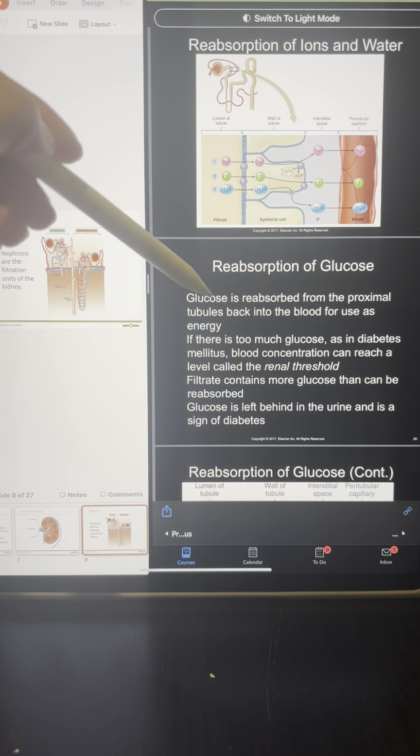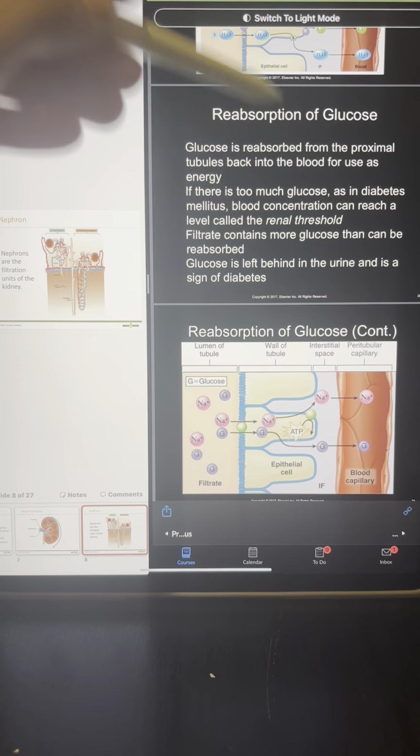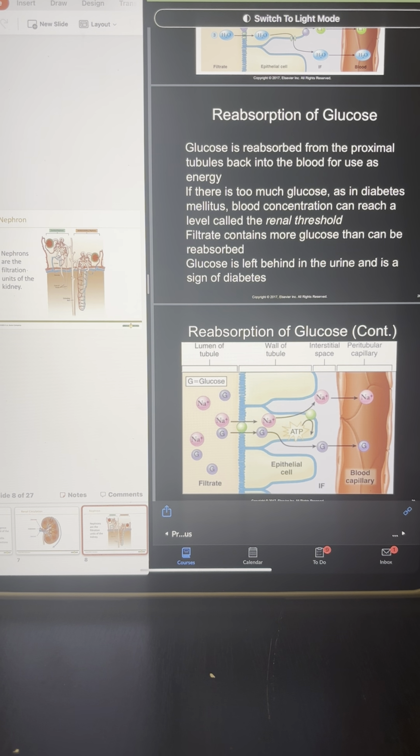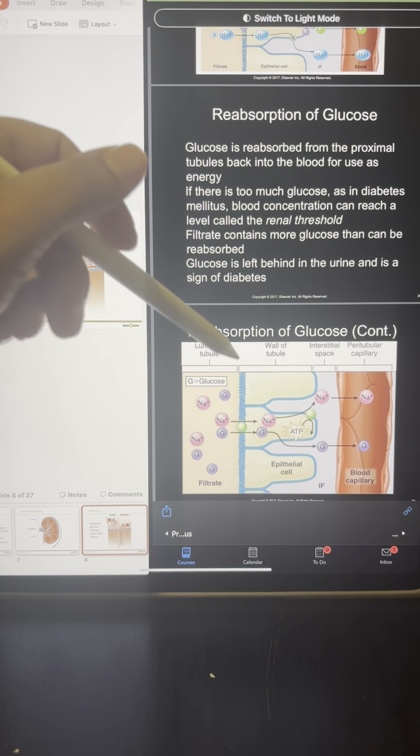Reabsorption of ions, reabsorption of glucose. Glucose is reabsorbed from the proximal tubules back into the blood for use as energy. If there is too much glucose, as in diabetes mellitus, blood concentration can reach a level called your renal threshold. Filtrate contains more glucose than can be reabsorbed. Glucose is left behind in the urine, and then we pee it out, and that's a sign of diabetes.